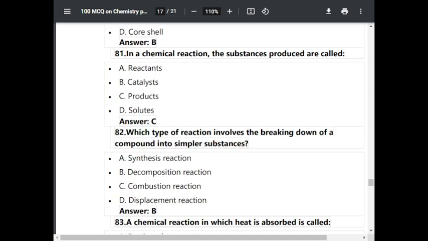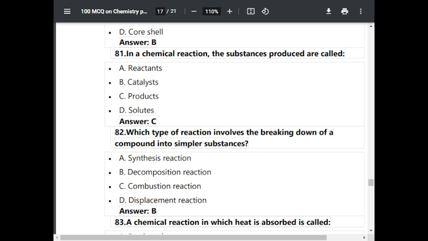Now question number 81. In a chemical reaction, the substances produced are called. Option A reactants, option B catalyst, option C product, option D solutes. The correct answer is product. In a chemical reaction, the substances produced are called products. Option C is correct.